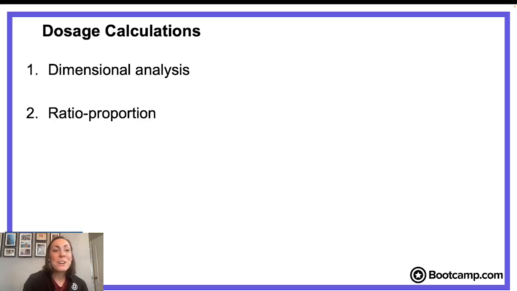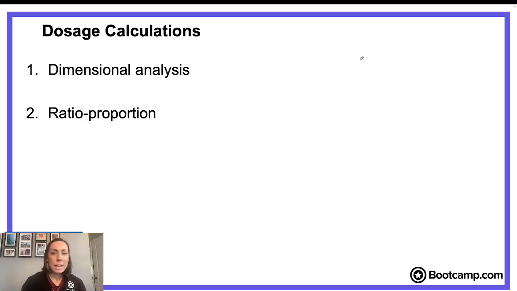All right, so we are going to be going over two types of methods to do dosage calculation. We're going to do dimensional analysis and ratio proportion. So these two methods are commonly used to solve dosage calculation problems. Now, in practice, in clinical and school, you might be given a picture of a medication label or maybe some written orders. And maybe you're even being asked to work backwards to see if the amount you've pulled up is the correct amount, correct dose.